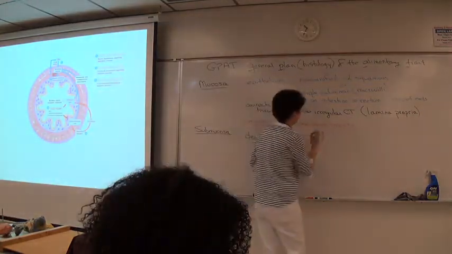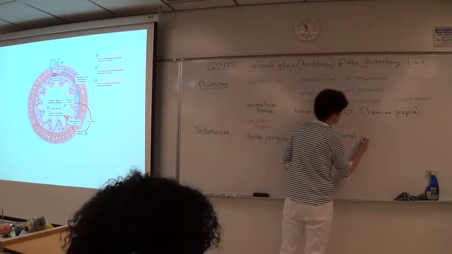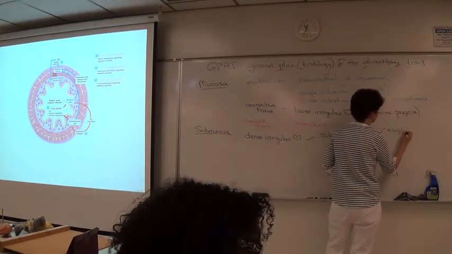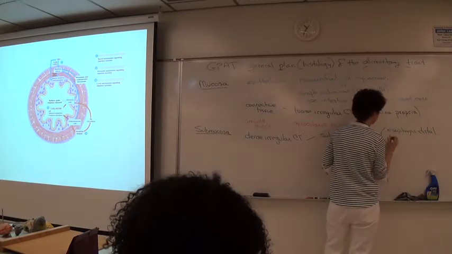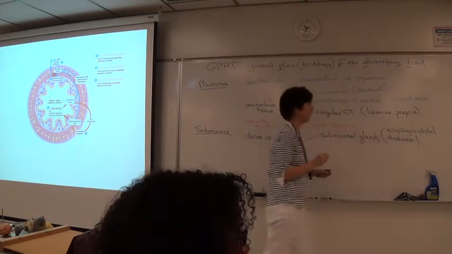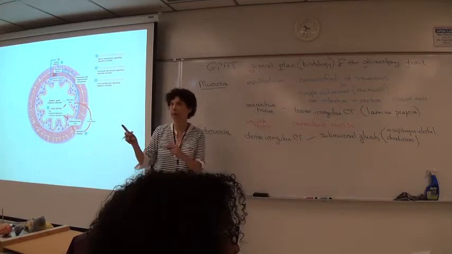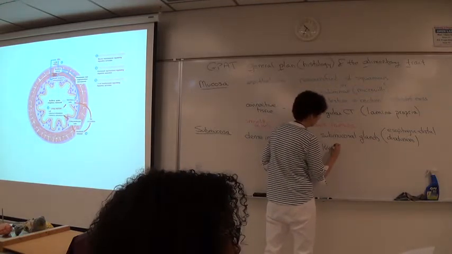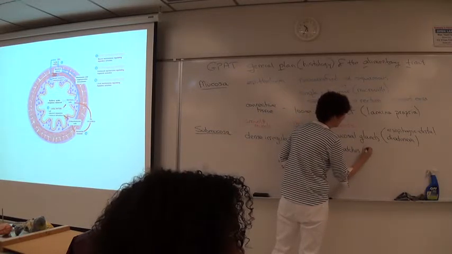So we have specializations, submucosal glands, in the last part of the esophagus and the first part of the duodenum, the first part of the small intestine. And then another specialization of the submucosa that we've already talked about are the Peyer's patches, the lymphatic follicles, in the ileum.